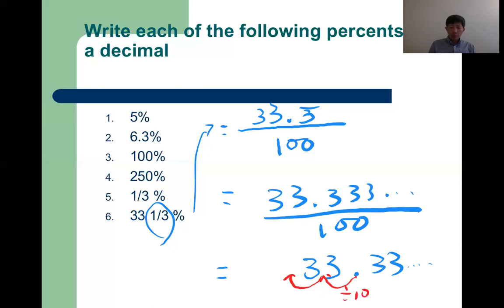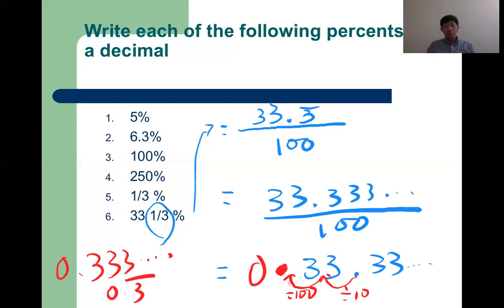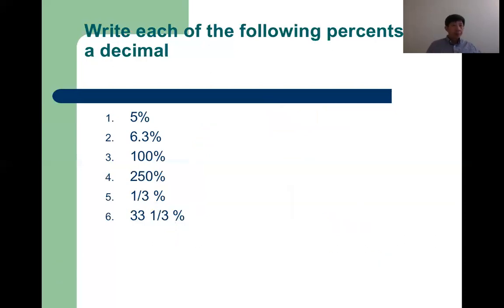Divided by 100, right here. So moving the decimal point right here, we have the answer 0.333 repeating. So we will just write it down, 0.3 repeating. Okay, so that'll be the answer. All right.